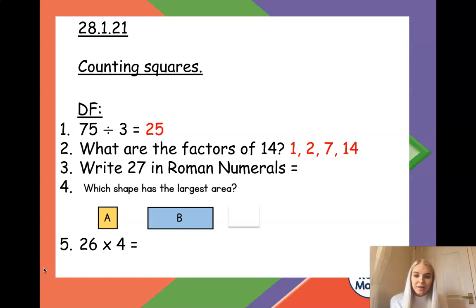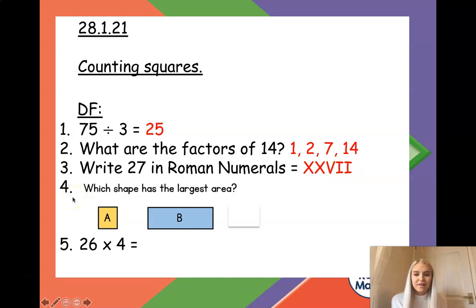Number 3, write 27 in Roman numerals. Well, we know that 10 is X, so 2 X's make 20, V is 5, and I is 1. So we have 10, 10, 5, 1, and 1 to make 20, 5, 6, 7, 27.